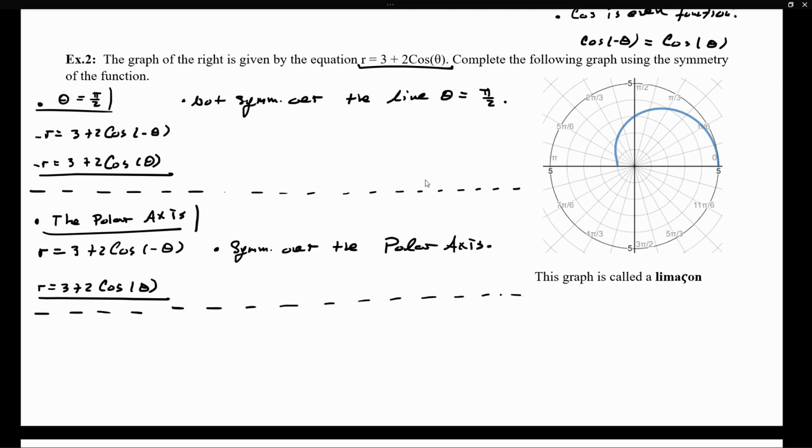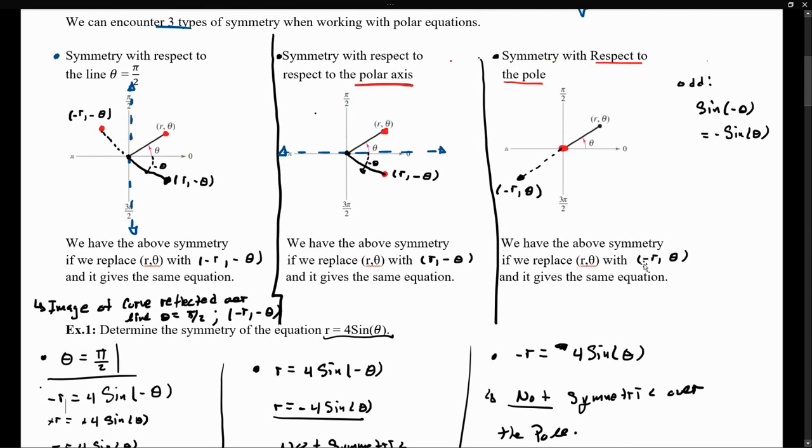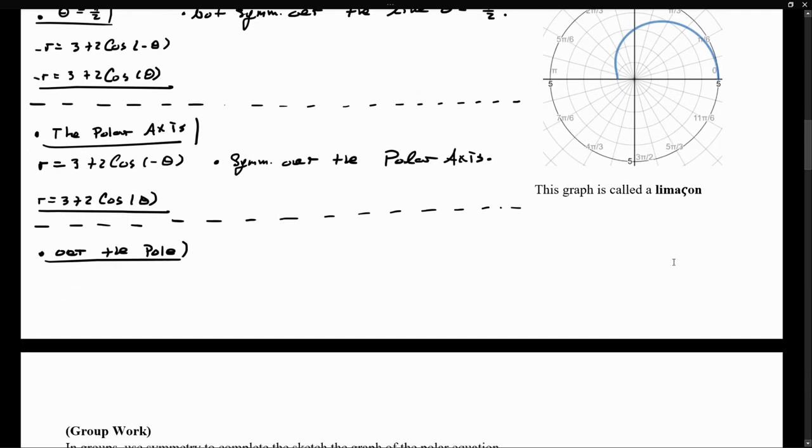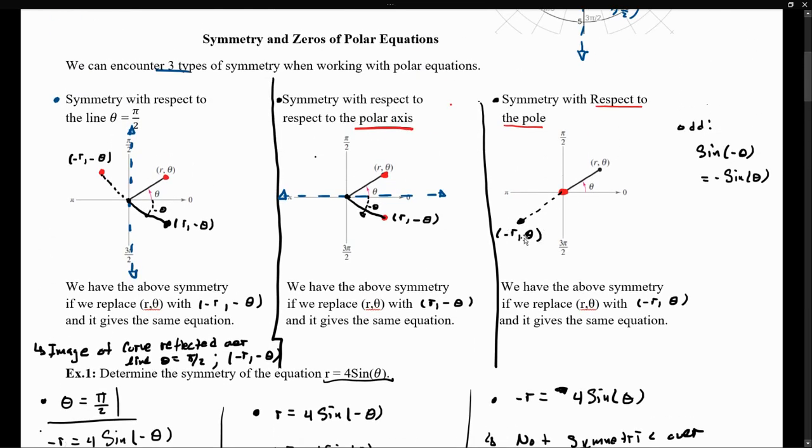And now the last thing that we need to test is, is it symmetrical over the pole? And recall that in order to test to see if the function is symmetrical over the pole, all we have to do is replace the original equation with negative r and theta and see if it gives me the same original equation back. So let's do that. We're going to get our original equation, and I'm going to substitute r with negative r, and I'm going to substitute theta with positive theta because that's what our conclusion was saying.